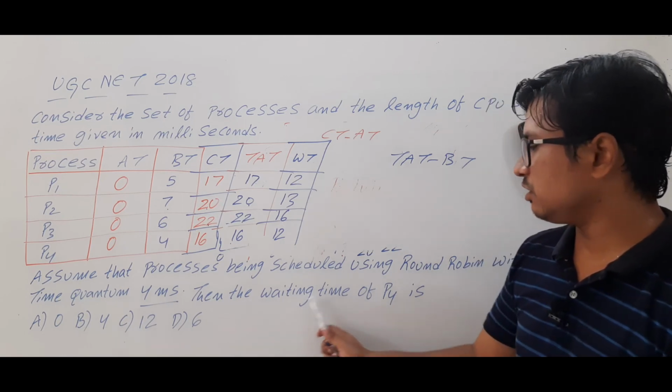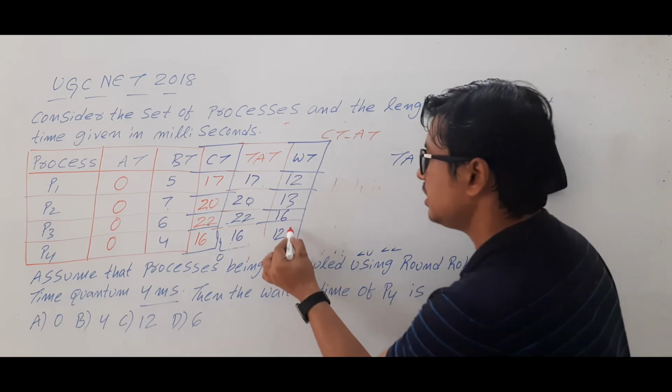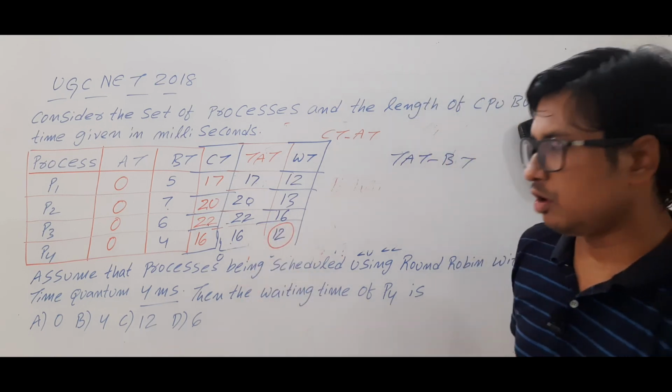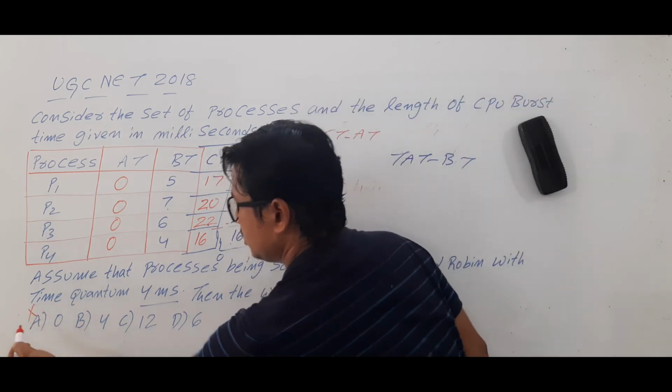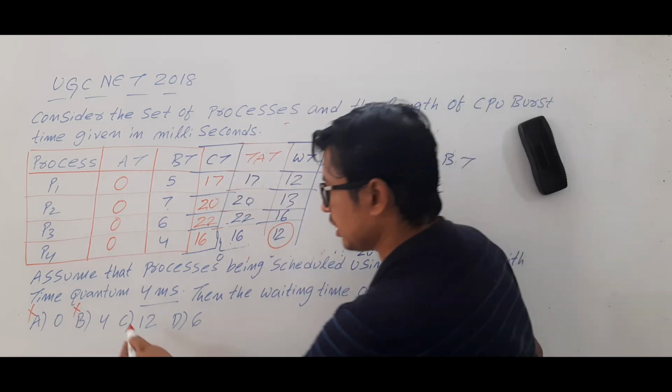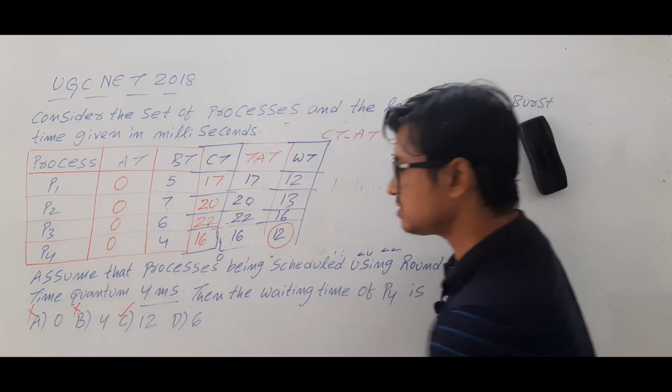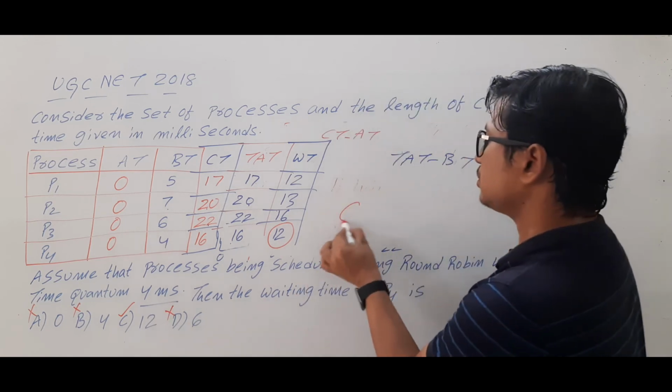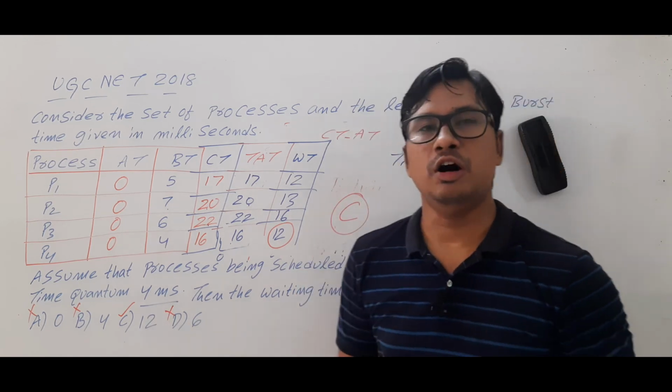What are they asking? The waiting time of process P4, which is 12. So option A, 0, is wrong. Option B, 4, is wrong. Option C, 12, is right. Option D, 6, is wrong. So for this question, the right answer is option C.